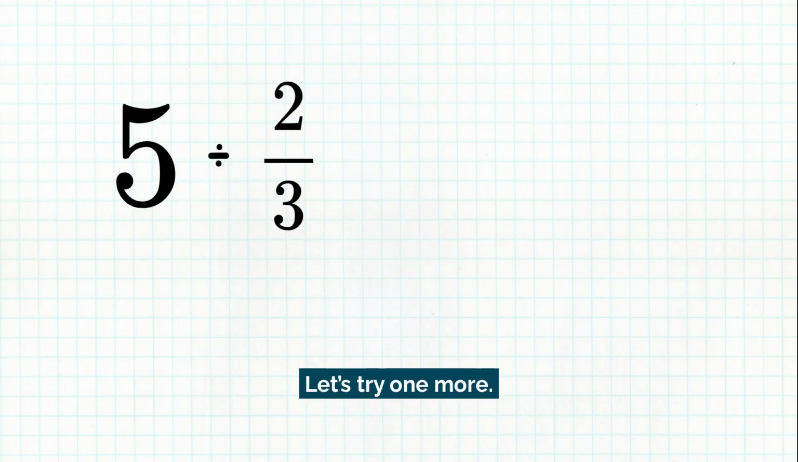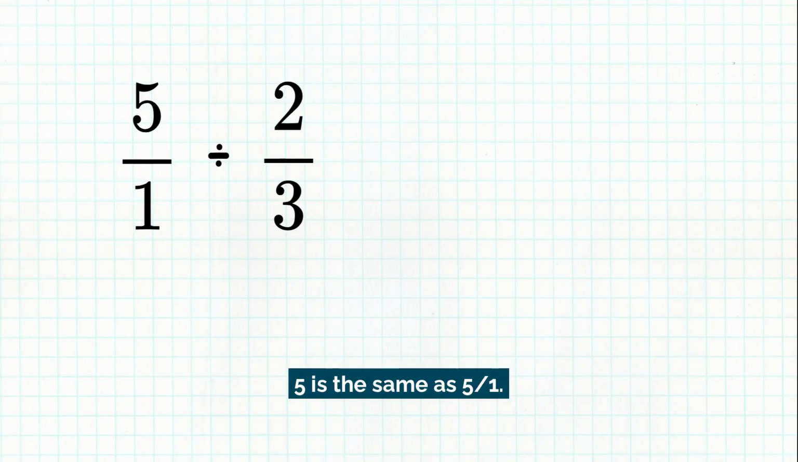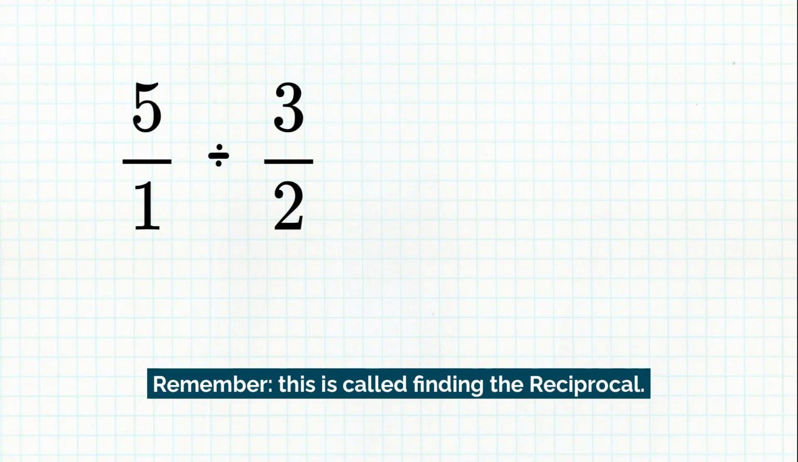Let's try one more. 5 divided by 2/3. Since 5 is a whole number, we rewrite it as a fraction. 5 is the same as 5/1. Now we have 5/1 divided by 2/3. Next, we flip the second fraction. Remember, this is called finding the reciprocal.